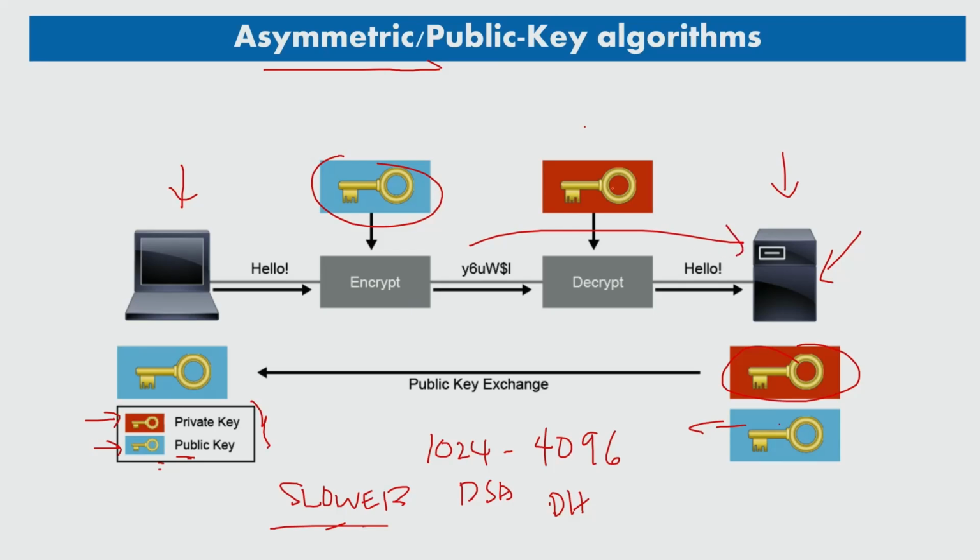With its private key, the server, right, decrypts the data, and only the private key associated with the public key can decrypt data that has been encrypted with the public key, ensuring data confidentiality. All right, so I hope that's clear. That's how the asymmetric algorithm works. Very simple, right?